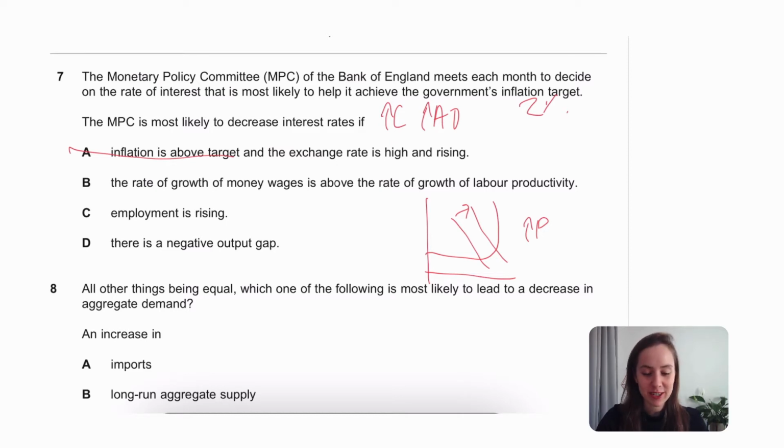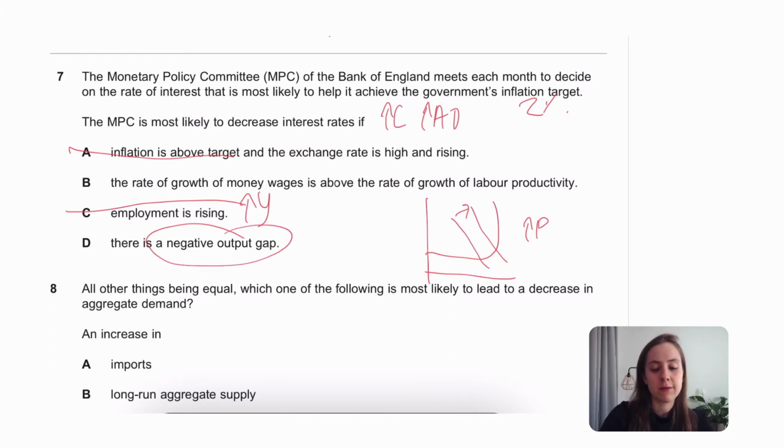Employment is rising. If employment is rising, the economy is probably doing well. The economy is probably growing. It's probably close to full capacity already. So that doesn't seem to be the answer. You need to expand the economy if you want to decrease interest rates, and it seems to be doing fine. So I think C is unlikely.